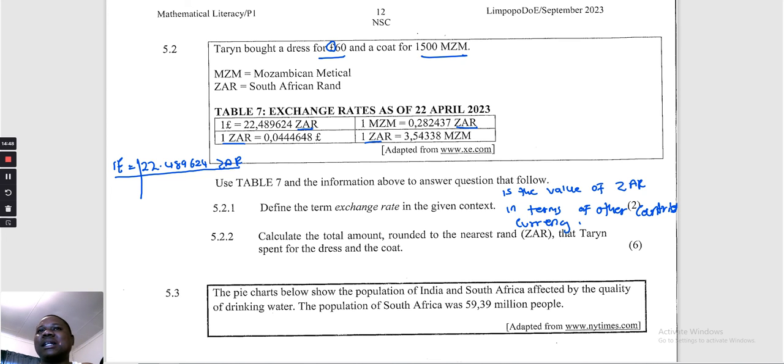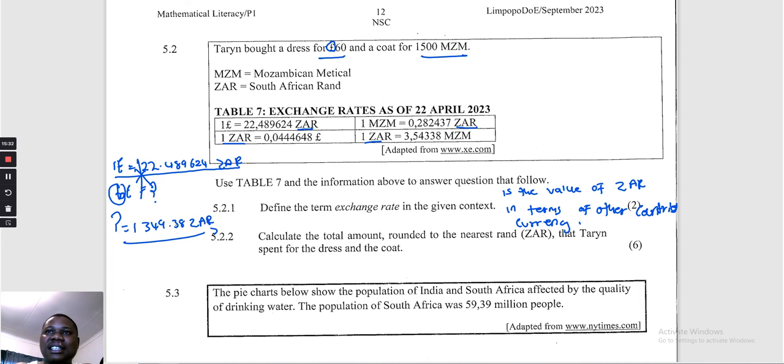Cross multiplication. So how many pounds do we have? We have 60 pounds. We have 60 pounds is equal to question mark. Then we cross multiply. Our question mark is equal to 60 multiplied by 22,489624. You only round off your final answer here. So we have 1,349,38 ZAR. This is the cost of the dress in ZAR.